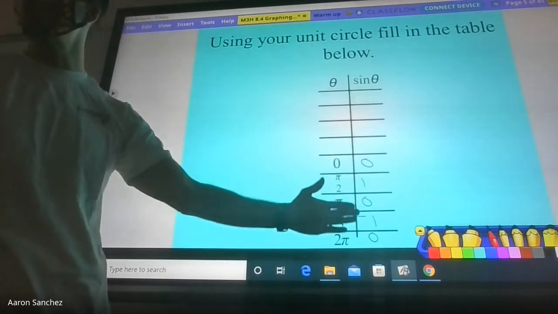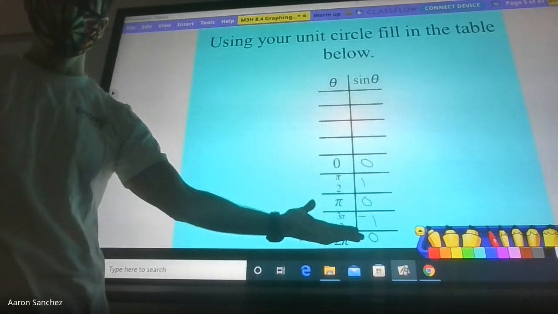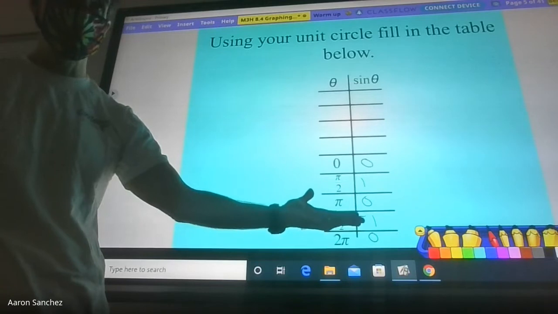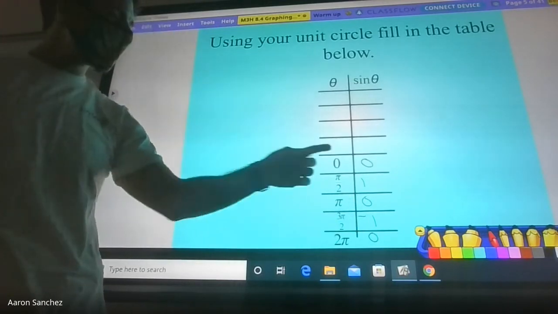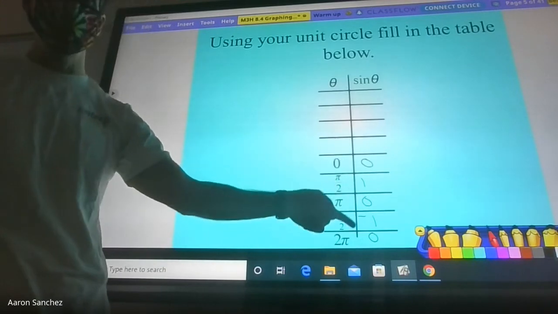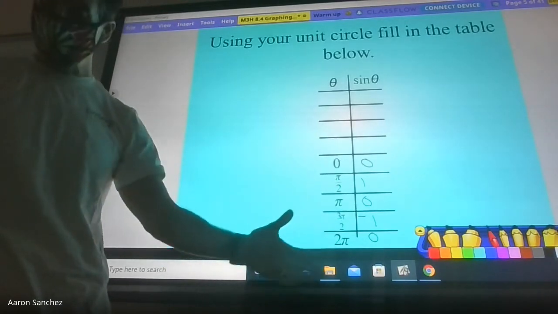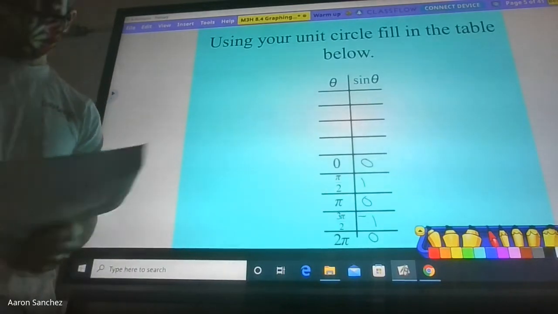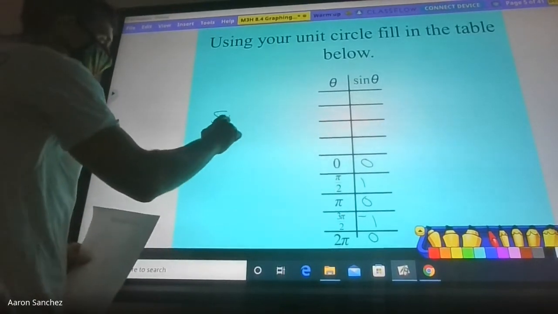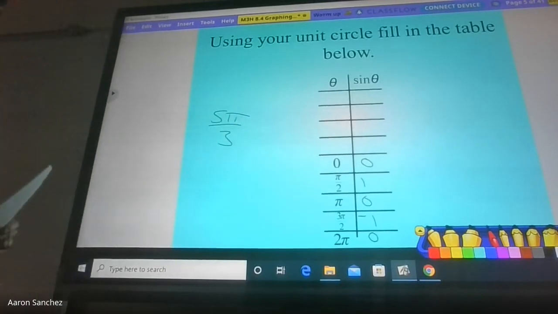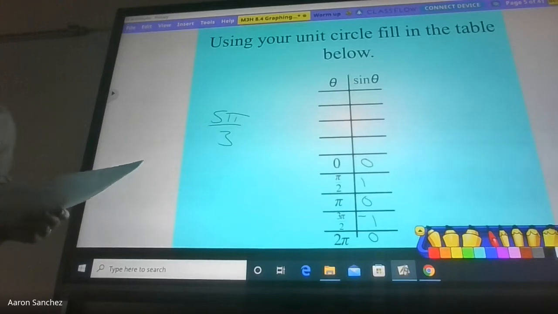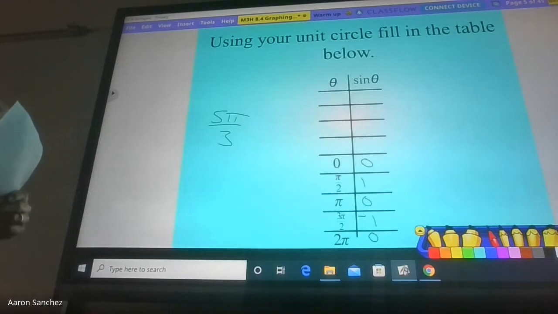Okay, do you guys notice the reason why I picked these? What do you notice about the answers? Ashley, what do you notice about the answers? They're all here. Yeah, but specifically about these, anything else? Yes, that's right. Notice I didn't put 5 pi over 3. What's sine of 5 pi over 3? Why did I not pick that one? Marcos, what's sine of 5 pi over 3? Negative root 3 over 2.